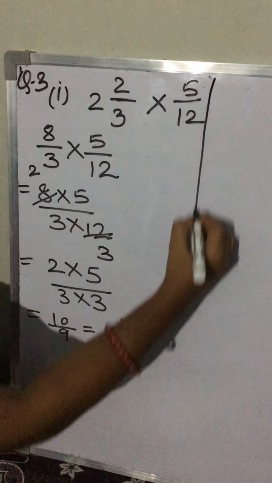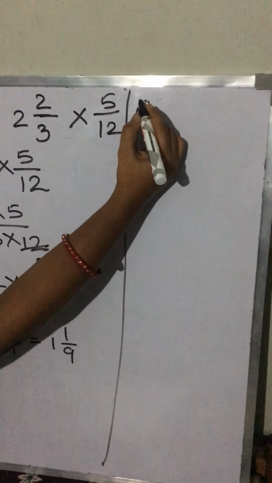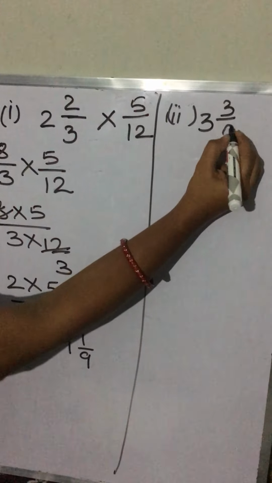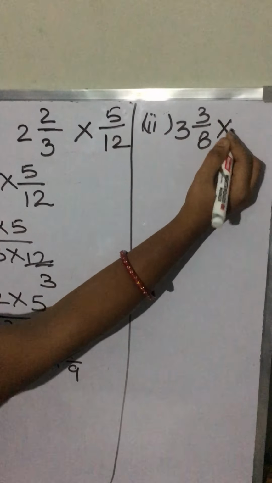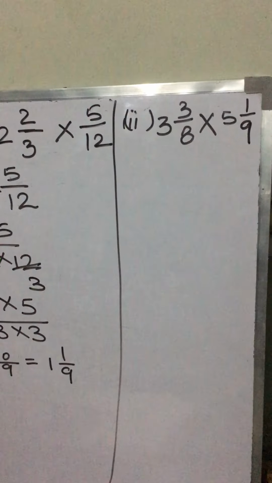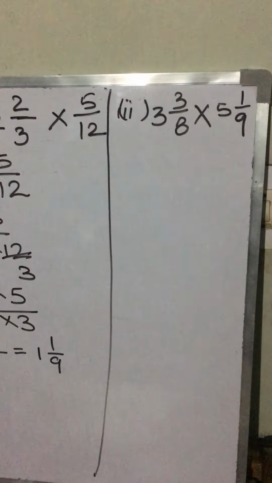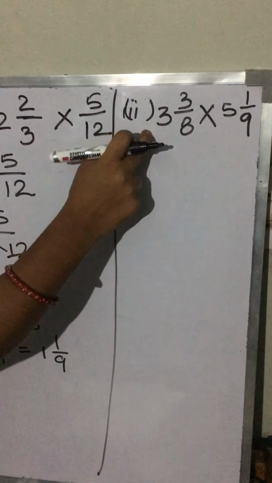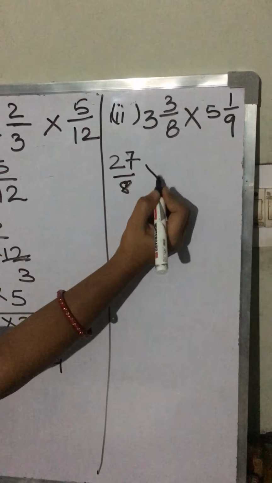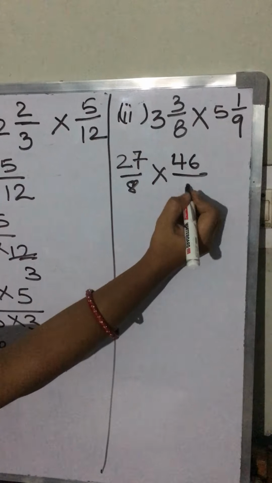See children, third part I will solve here. Third part is 3 by 8 into 5 1 by 9. First of all, you can see here both are mixed fractions. So convert into improper fractions, children. 8 3s are 24, 24 plus 3, 27 by 8 into 9 5s are 45, 45 plus 1, 46 by 9.